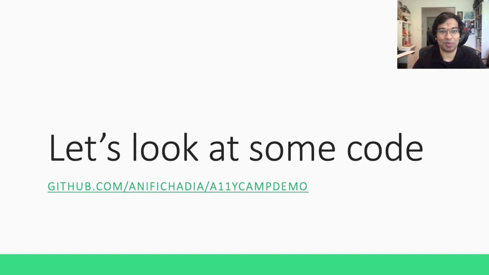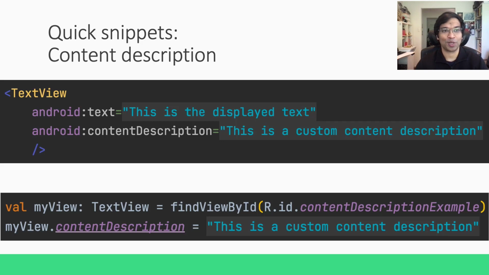So let's dig into some code. The code is available in the AliCamp demo repository in my GitHub, and a link has been provided. The code has been simplified to illustrate key points and is done in Views as well as Compose, and there's some bonus goodies in there. Just so you know, Compose is fairly new, so things are subject to a bit of change and improvements as we go along. Let's have a look at our first quick snippet.